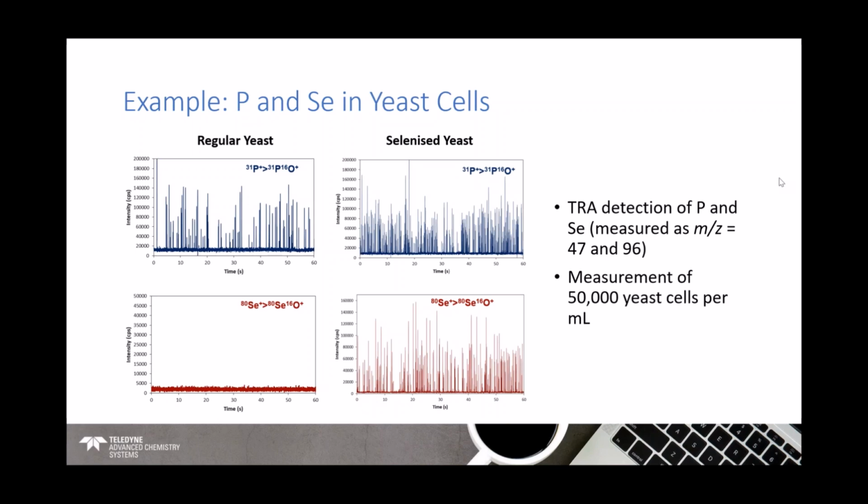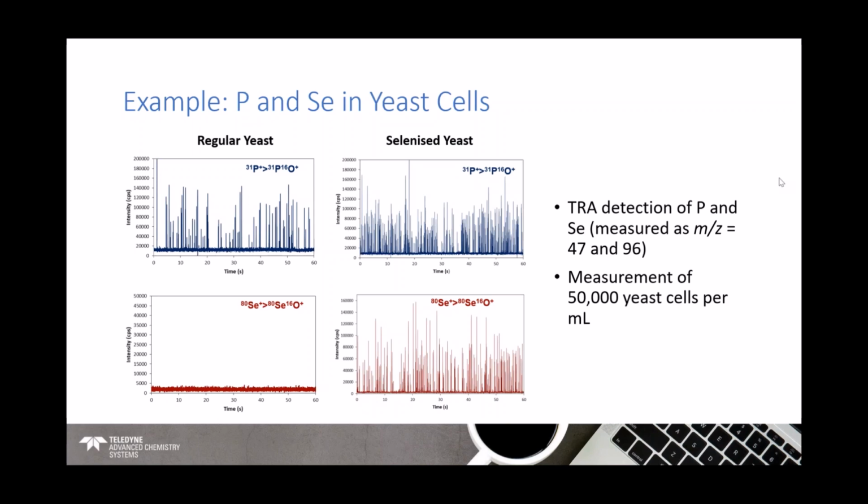But for a selenized yeast, again, you've got the same individual events for phosphorus as that's being introduced. But for the selenium, you've got spikes again, these individual events. These individual events, like the phosphorus, represent individual cells being introduced to your ICP-MS, and that is selenium inside the cells.